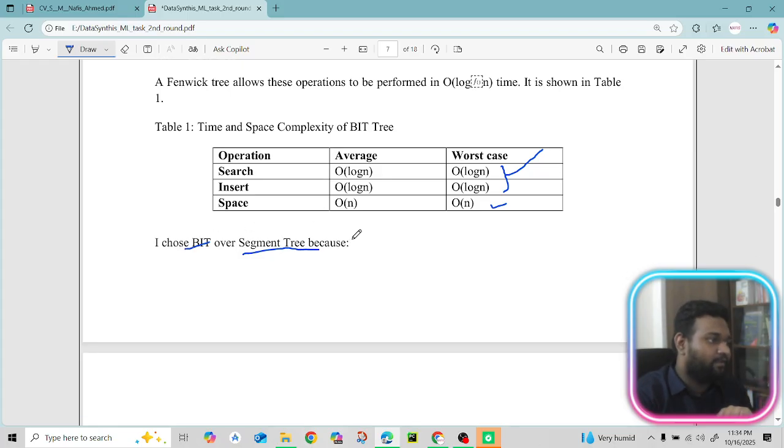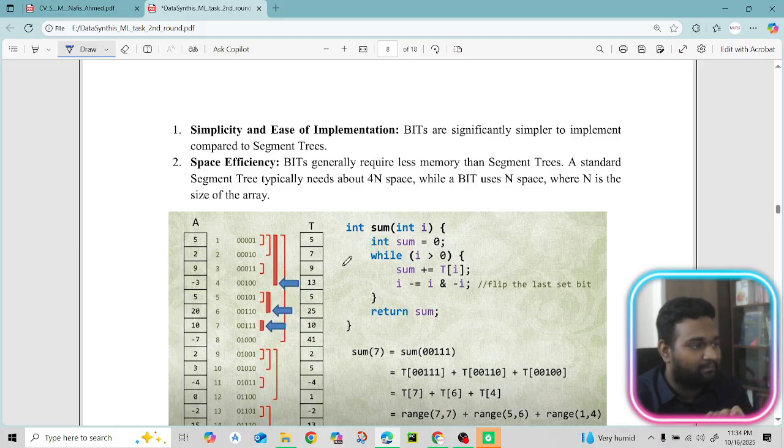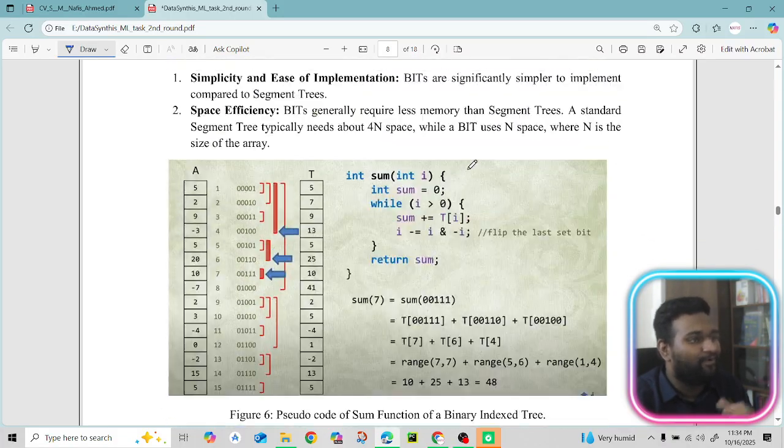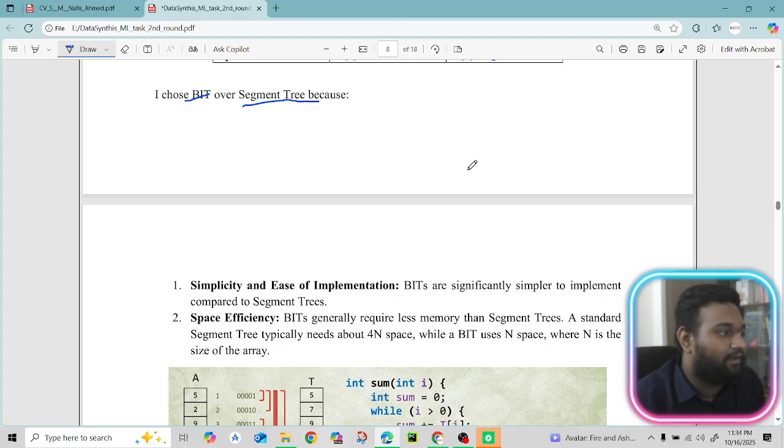There are two reasons. First of all, I'm a lazy person, so I look for easy implementation techniques. BIT is very easy to implement in code. If I see this part of code, it is very easy to implement, whereas in a segment tree, I need to write a lot of code. So I'm going to ignore that one.